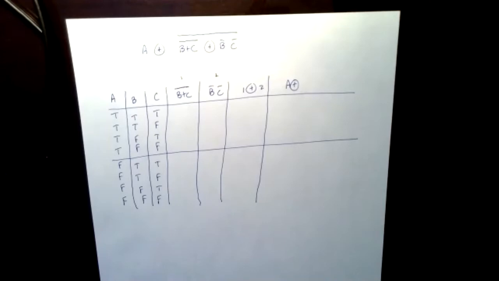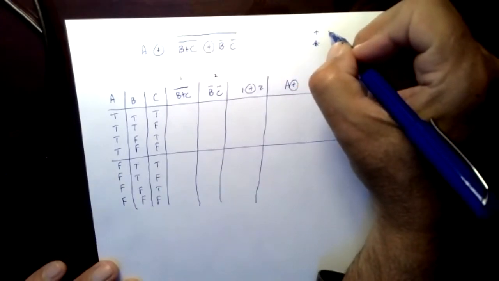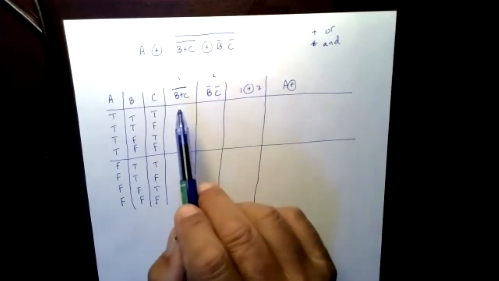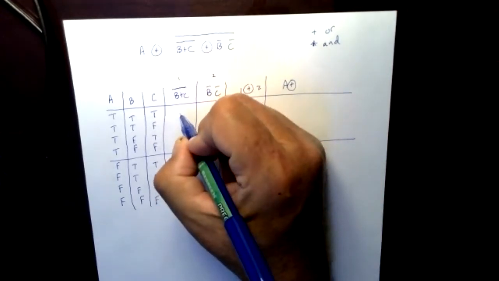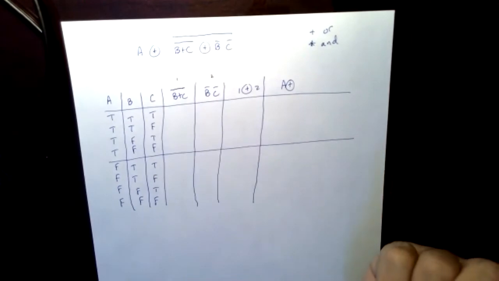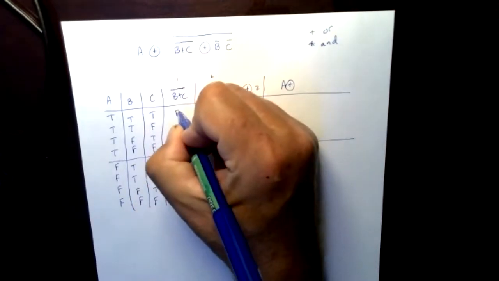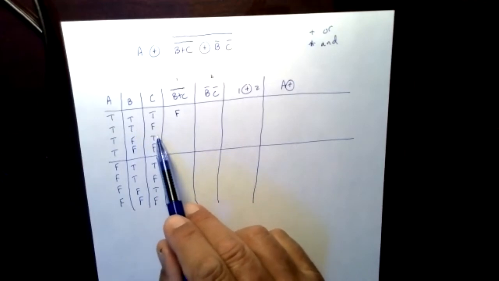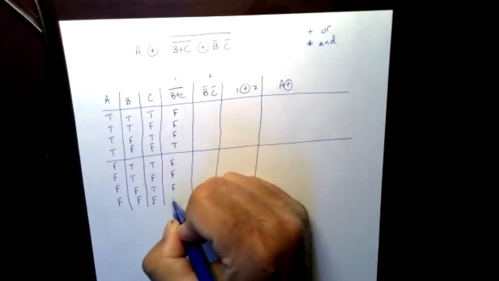All of a sudden my columns don't look so straight on the screen. What is plus again? I show plus and times. Plus is OR and times is and. So I'm going to take B or C and not it. What does this column look like? B or C, true or true gives me true, but when I not it, I get false. This gives me true, notted is false, true, notted. It looks like false, false, false, true, false, false, false, true.